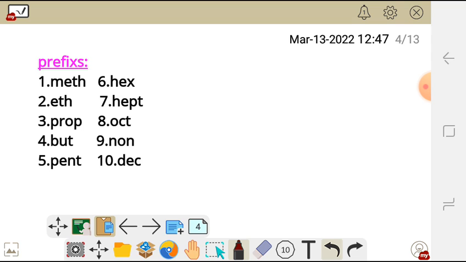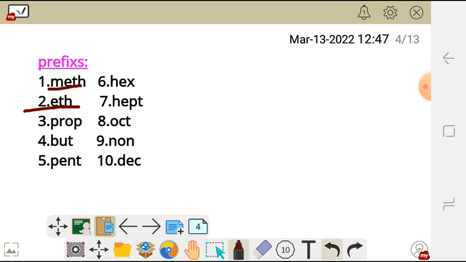Let's also know what we call prefixes. These prefixes will help us to name organic compounds. The first prefix is meth. When naming organic compounds, we use these prefixes, and the numbers 1, 2, 3, 4, 5 up to 10 stand for the number of carbons in that compound. The compound with one carbon will have its name start with meth, and with two carbons it will start with eth, and so forth.